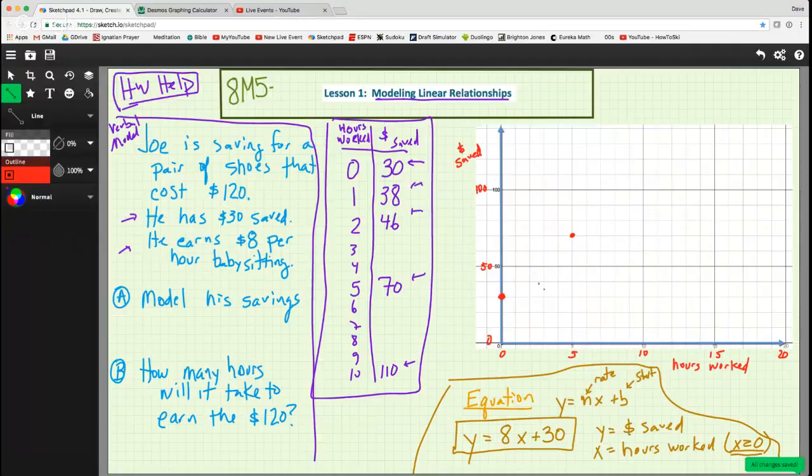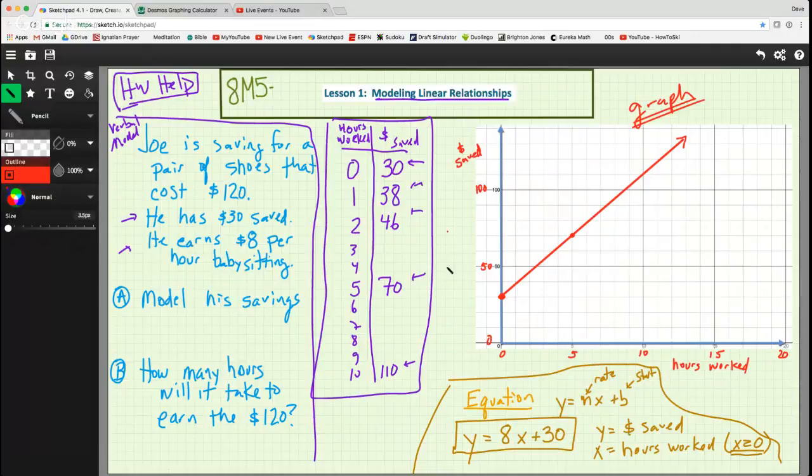So this is why I choose 2 points that are a little further apart, so we can get a really good line like this. So there we go. So now we have a good line here. Okay, so now we've modeled it. We've modeled his savings with a graph, an equation, and a T-chart. And we can start to answer some questions.